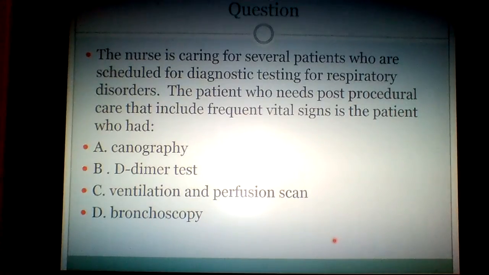But anyway, all right. So then let's move on to the ventilation and perfusion scan. Remember, I went on to say that this one uses a radioactive iodine treatment, that we're going to see the blood flow through the pulmonary system. And then the bronchoscopy was the scope or the camera that goes down, and we look around and we can say, hey, everything looks good, or wait a minute, let's biopsy that and see what that is. So the question is, I like to go over the multiple choice, go back up to the question, and figure out what is the question. The patient who needs post-procedural care that includes frequent vital signs. So which one of these patients needs to be monitored more, basically?